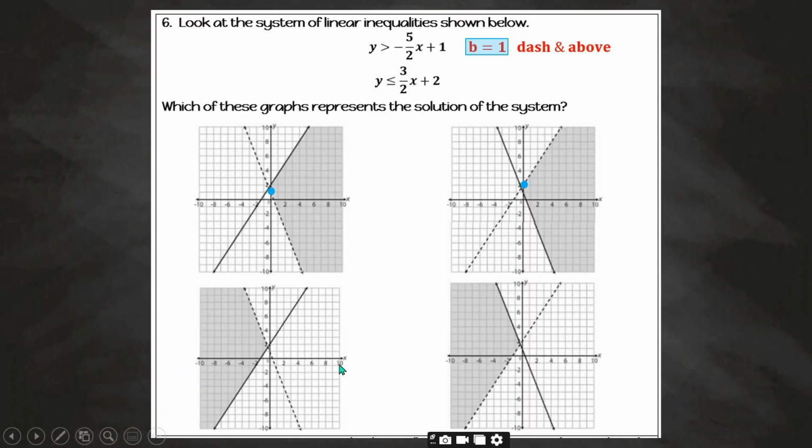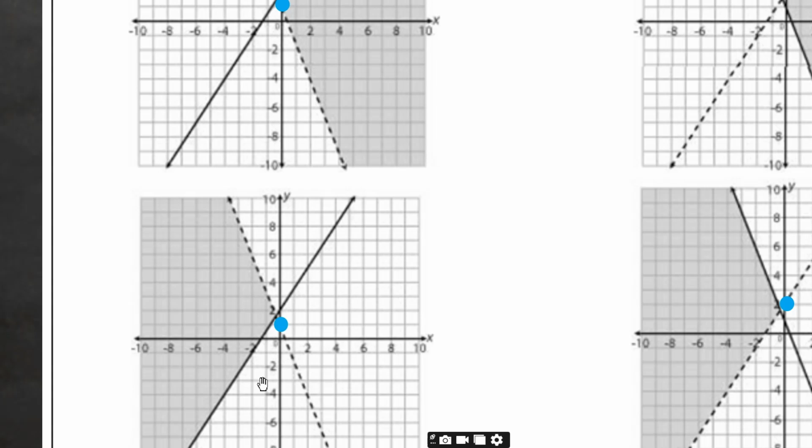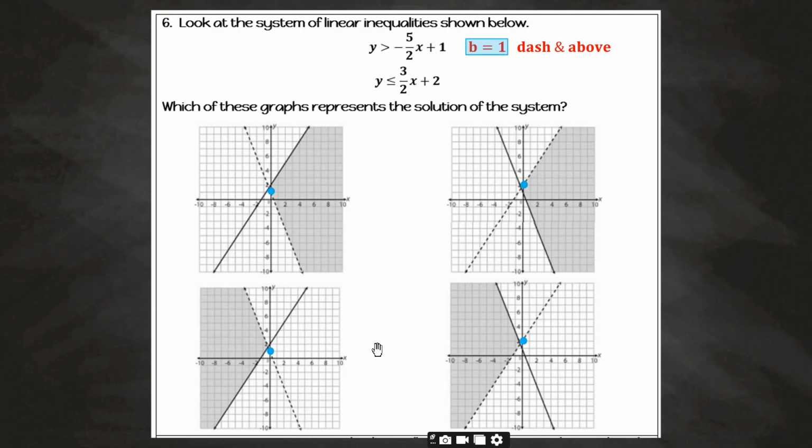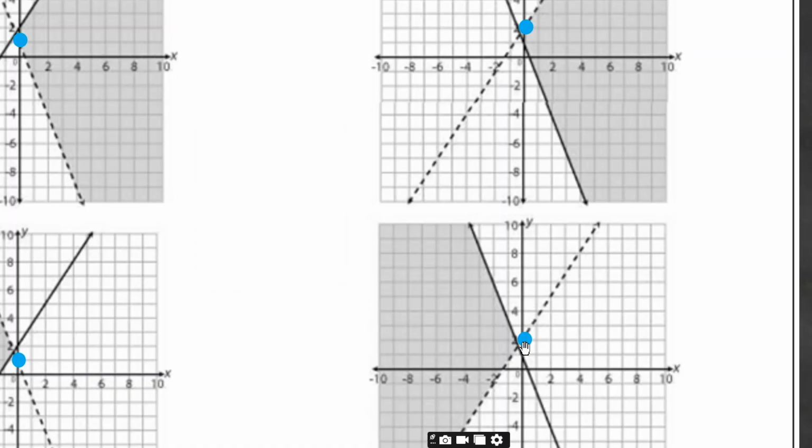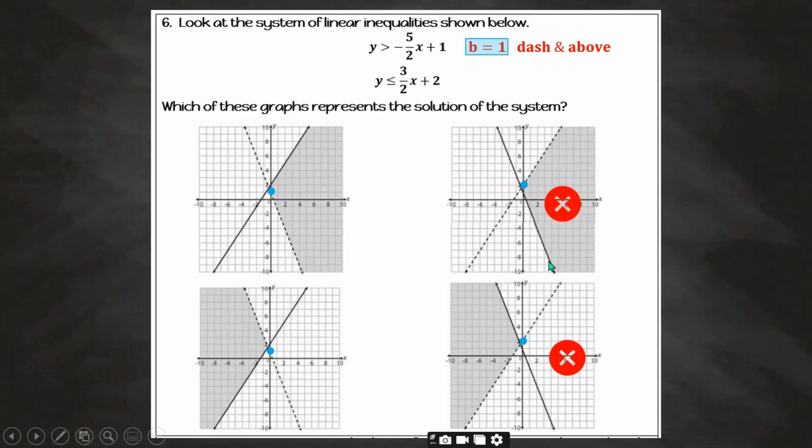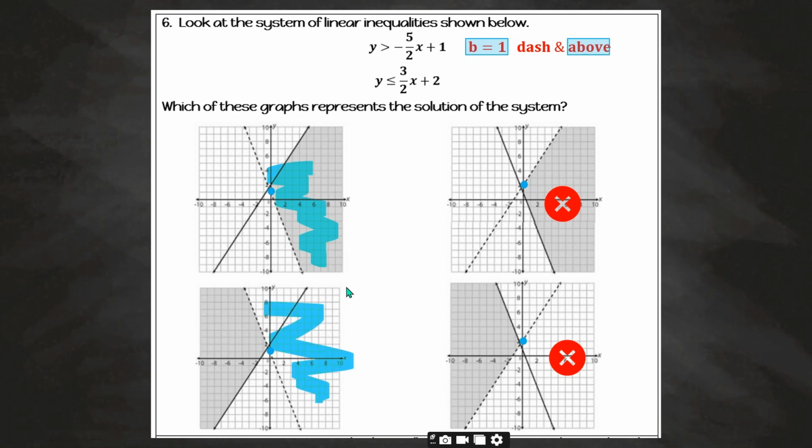Okay, now I'm going to look at this one. Well, that works. That dashed line has a y-intercept of 1. This dashed line has a y-intercept of 2, so I can remove those 2 graphs immediately just by looking at the dashed line and the y-intercept. Finally, I need to look for the area that is shaded above the dashed line. So if these are my dashed lines, this side of the line is above the dashed line. So I can eliminate this graph because it's actually shaded below. So this is the best graph for the solution.